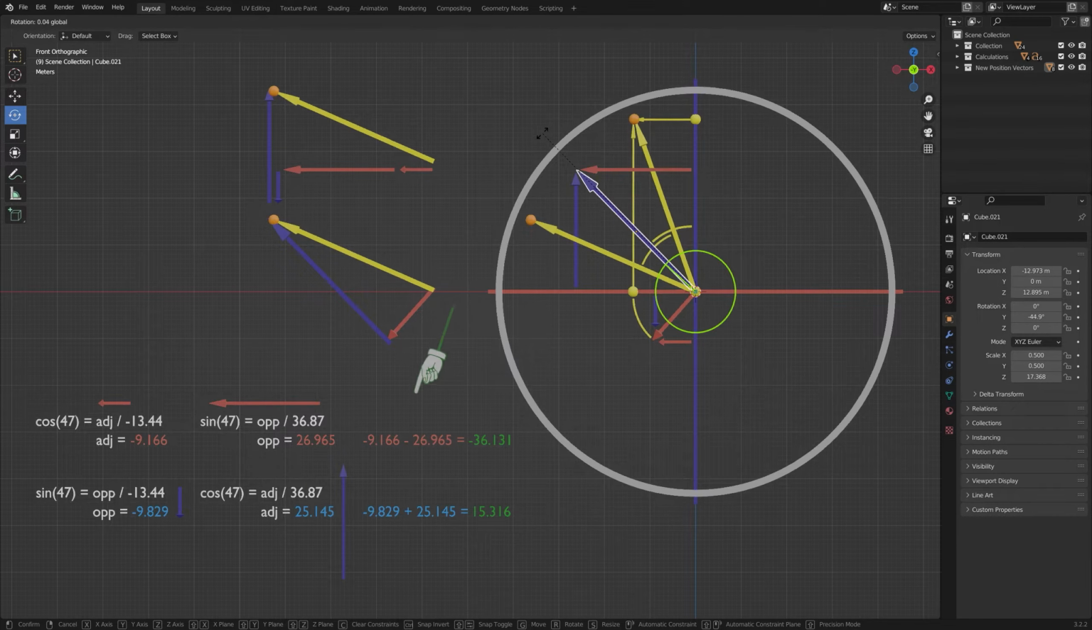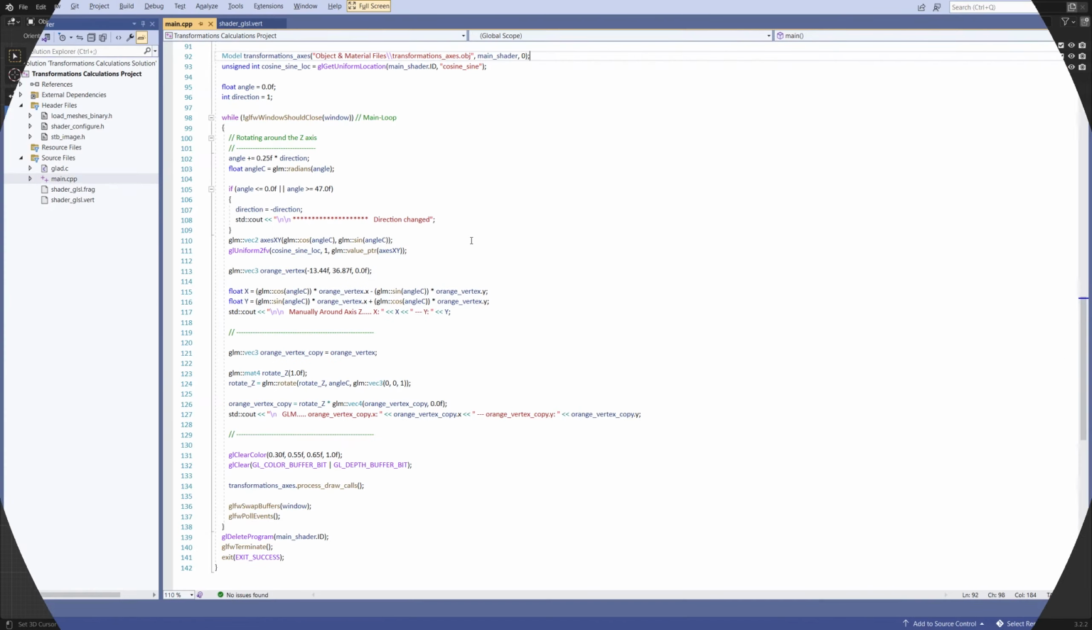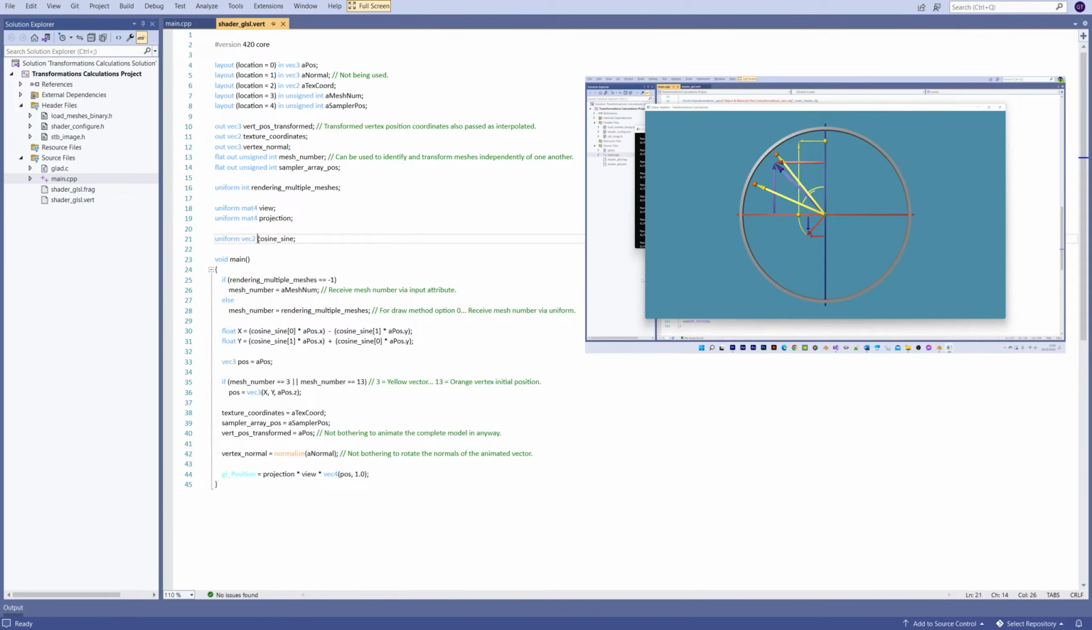Next, we subtract the two horizontal values to get the x value, and add the two vertical values to get the y value. We can run a simple test program using OpenGL, for example, by passing the sine and cosine values of a continuously changing angle to the vertex shader, like this, and then within the vertex shader, multiply those values by the horizontal and vertical vertex position attributes, like this.